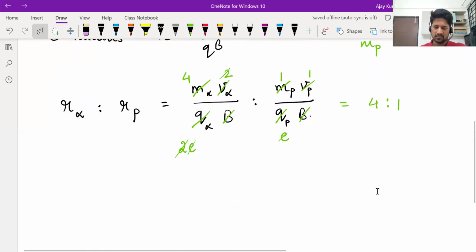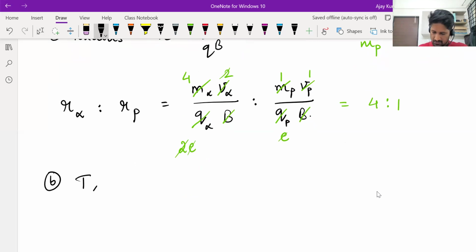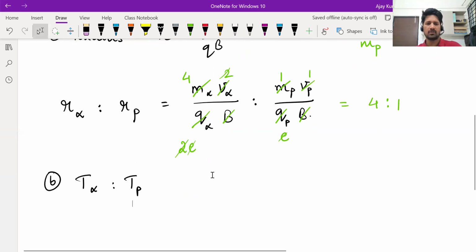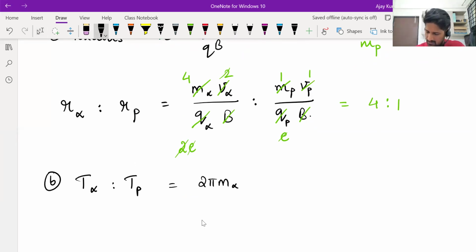The next part of the question is time period. Time period with which the alpha particle would revolve to time period with which the proton would revolve. And do any of you remember the formula for time period? 2 pi m by qB. 2 pi m by qB, correct. So it becomes 2 pi mass of alpha particle by charge of alpha particle, magnetic field, is to 2 pi mass of proton by charge of proton, magnetic field.